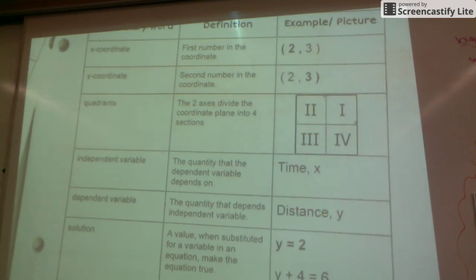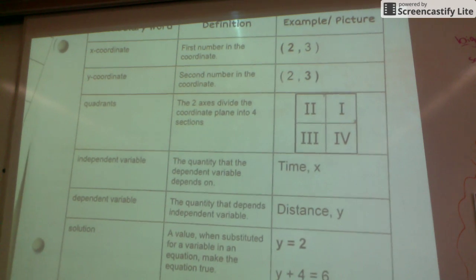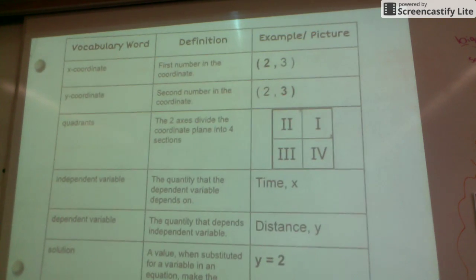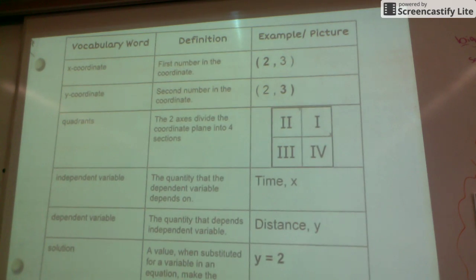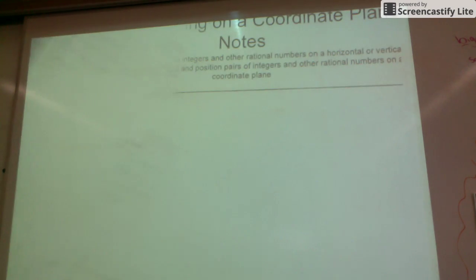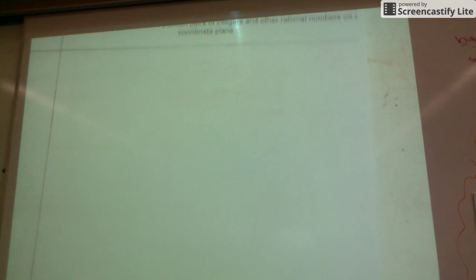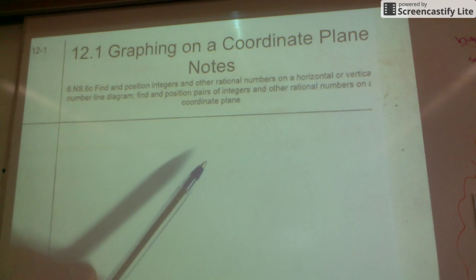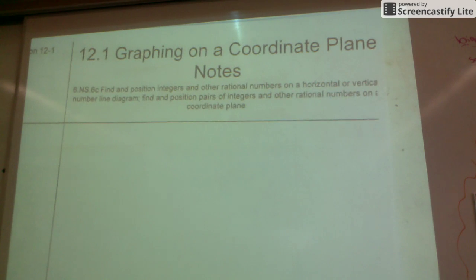Okay, so at any time in this video, you can pause, you can highlight stuff, and you'll see how I do it. So maybe if you want to do the same, just to help you remember some of these words. Okay, so we're going to get to page 5, and you can see the numbers are at the bottom. Okay, and we're going to start with 12.1, graphing on a coordinate plane notes.